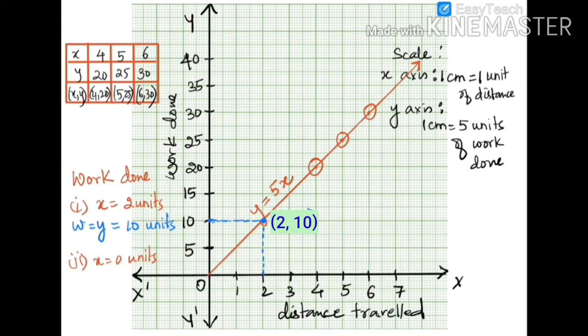Work done when x is 0 will be 0 because this graph passes through the origin. So when x is 0, y is also 0. Similarly, you can read from the graph work done at any given distance. So let's say if I want to find out work done when x is equal to 7, from the graph we have to find the corresponding value of y when x is equal to 7, which is 35.